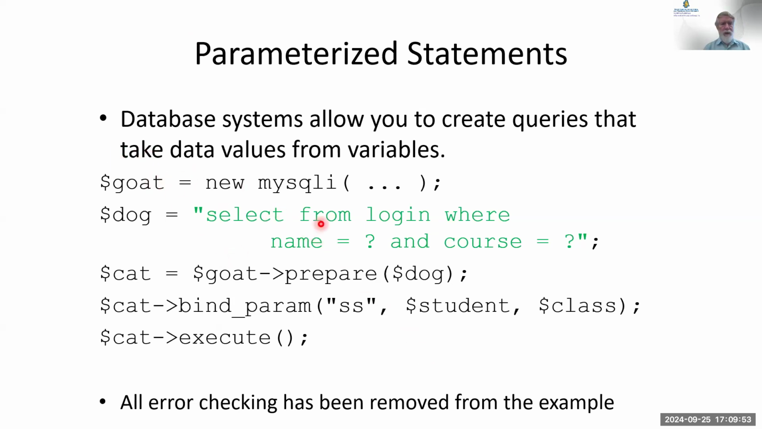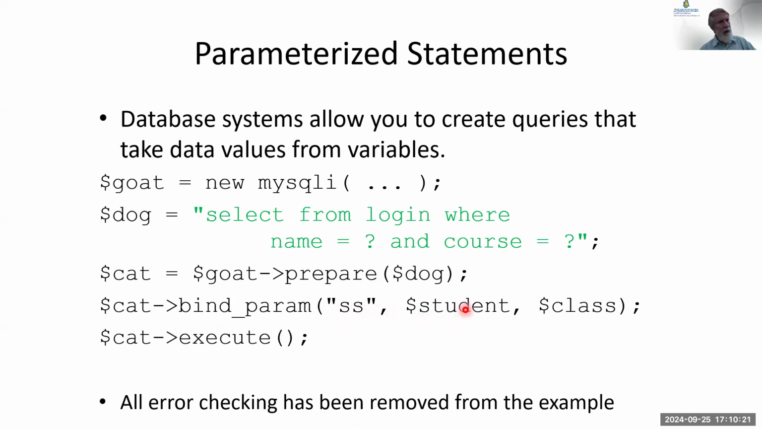So try this way. This is going to be new, which opens the SQL system. We have select from slogan where name equals question mark and course equals question mark. The question mark is a special character in this system, because later on you prepare this statement and then you bind. SS means strings. There are two strings. You have strings or integer or float.